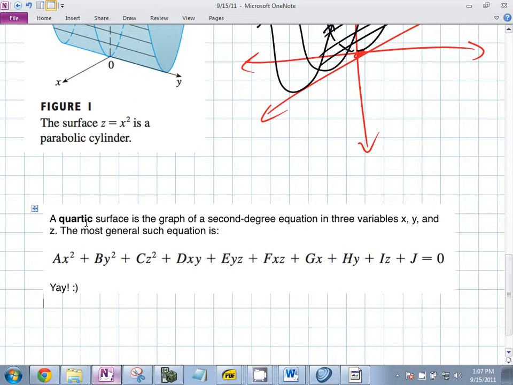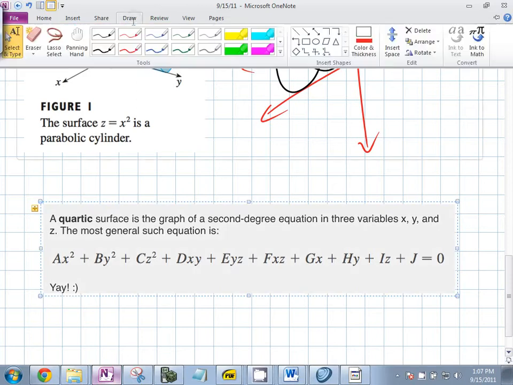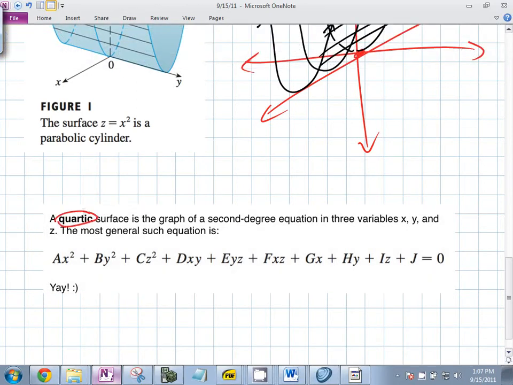Quadric. I made a typo right there. It's a very good catch. I've always thought it's been quadratic. It is a quadric. You're absolutely right. Good job.